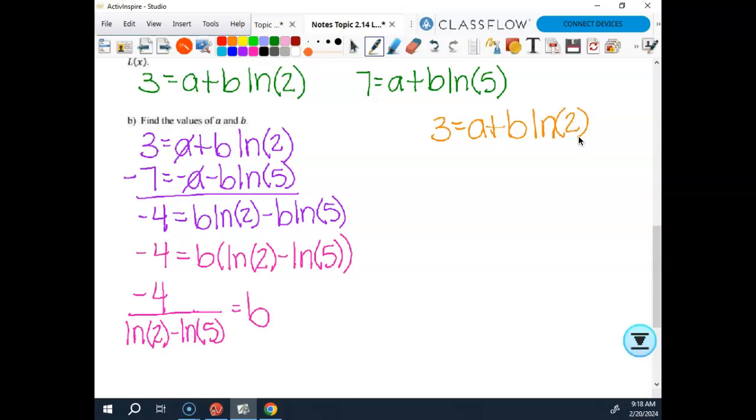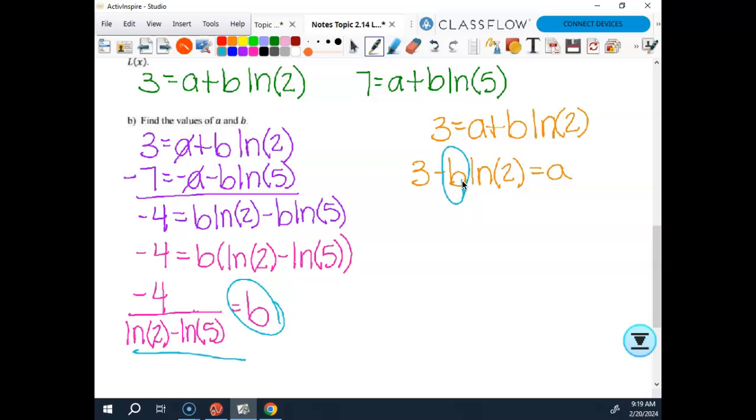Okay? Everybody okay with that? To get A by itself, all I have to do is subtract, right? So 3 minus B times the natural log of 2 equals A. Do y'all agree with those? Okay, so let me show you why I'm doing it that way and I'm not substituting it in yet. Because if this is one where I'm going to go and get the numbers out of the calculator, which I am in just a minute, I want you to see that this B, which is this B right here. And we're going to find this one first.